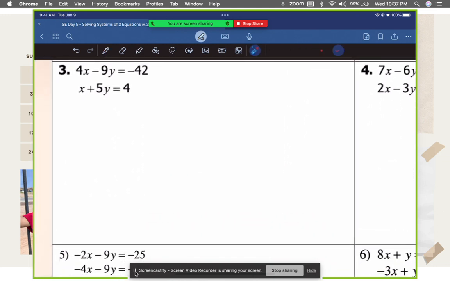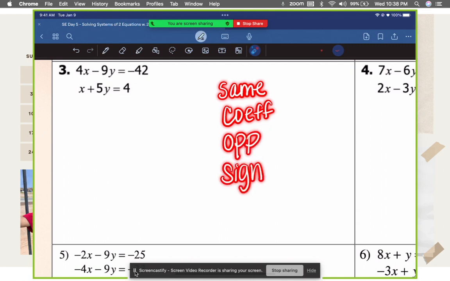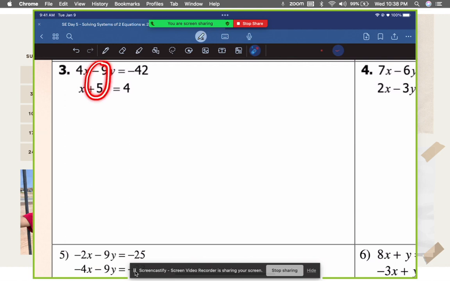So first thing we're going to check, are they lined up? X, X, Y, Y, number, number, right? Okay, from there, we're going to look at the coefficients. I have 4 and 1, okay? Different coefficients, same sign. That's not what I want. I want same coefficient, opposite sign, okay? Now I'm going to look at the y coefficients. So I have a negative and a positive, so that checks off one thing, but I need the same coefficient. I have a 9 and a 5, okay?